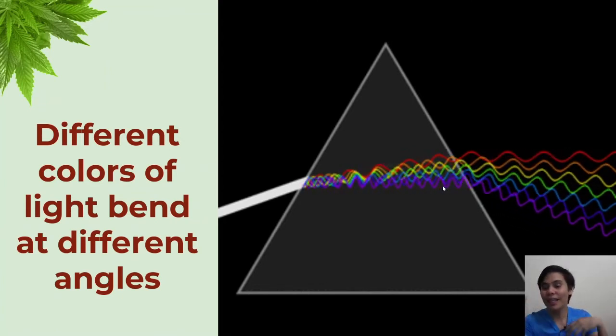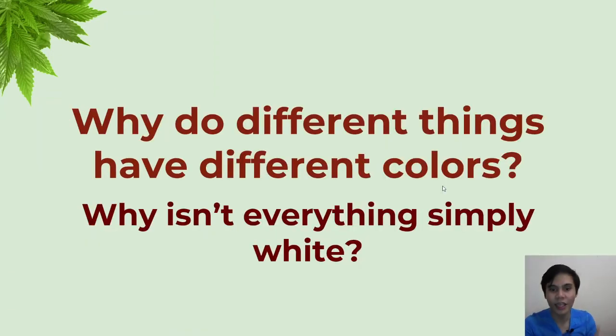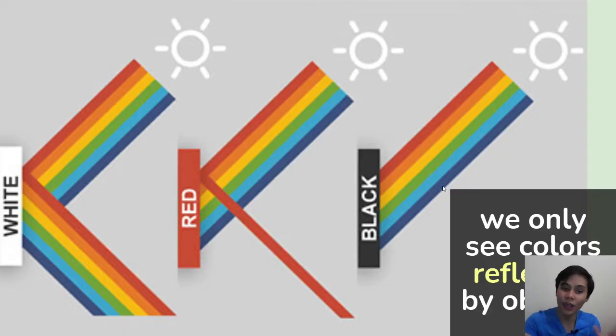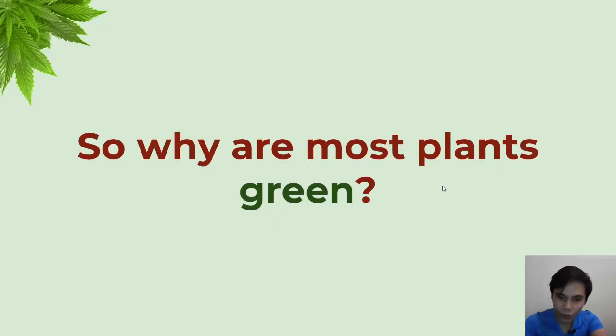And that is related to why red light is something that is important for plants. Different things have different colors because whatever they absorb is absorbed, and whatever they reflect is what we see as their color. So again, we only see colors reflected by objects. That relates to the color of plants. They're mostly green, and that's because they reflect green wavelengths of light.